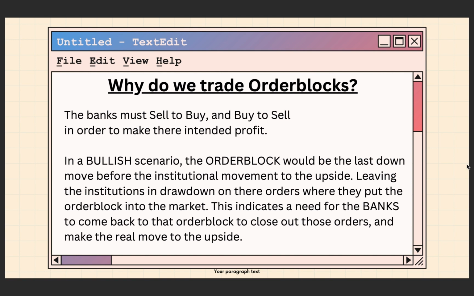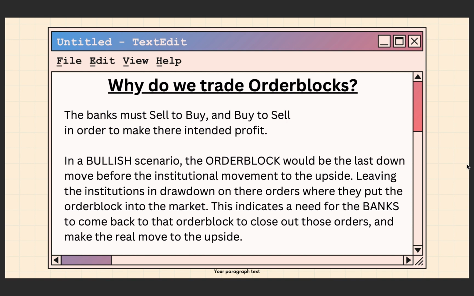That's when the banks drive price down before a big up move, or when they drive price up before a big down move. In a bullish scenario, the order block would be the last down move before the institutional movement to the upside, leaving the institutions in drawdown on their orders where they put the order block into the market. This indicates a need for the banks to come back to that order block to close out those orders and make the real move to the upside.